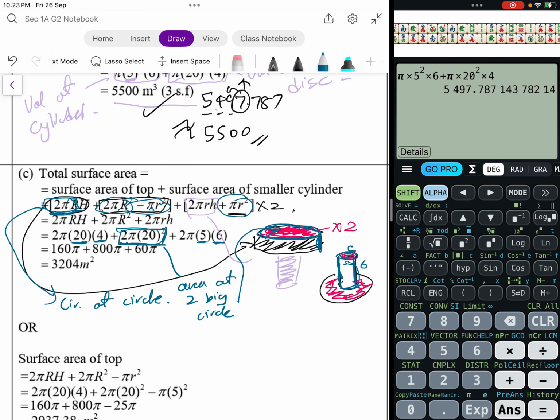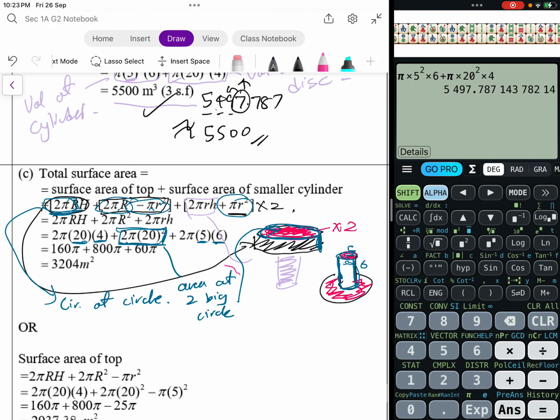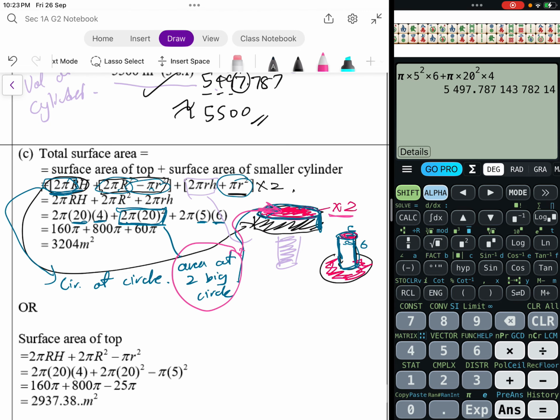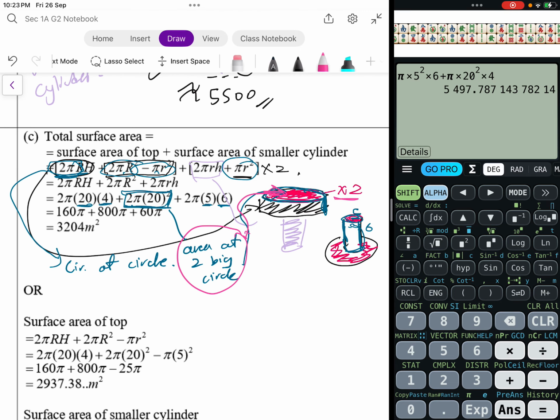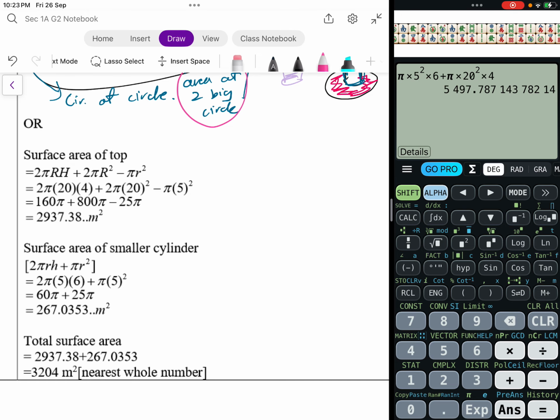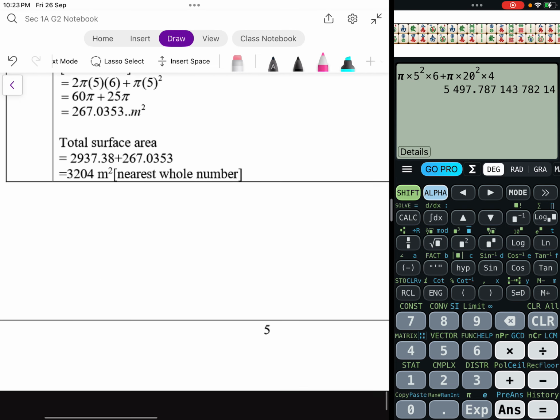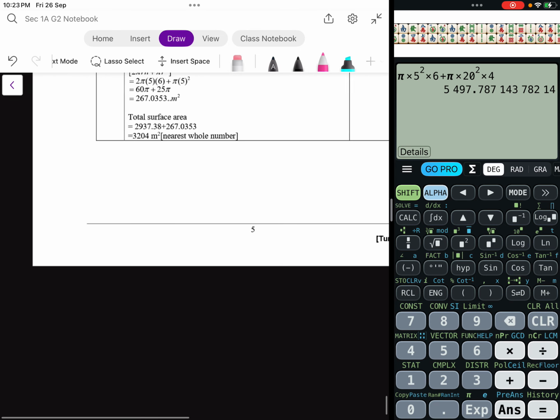Okay, maybe I use a different color. Or is it too confusing now? Okay, area of big circle is this times 2. Okay, so find your surface area. Okay, or you can do it separately. You don't have to do everything in one shot. Okay, then you will get your answer. Okay, so give it a try.